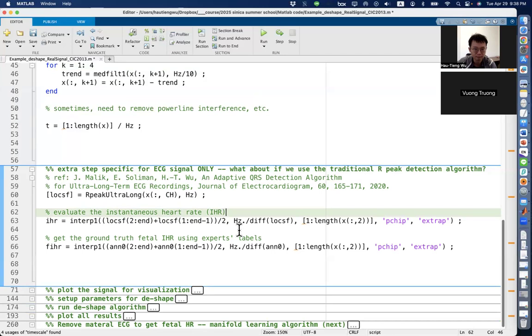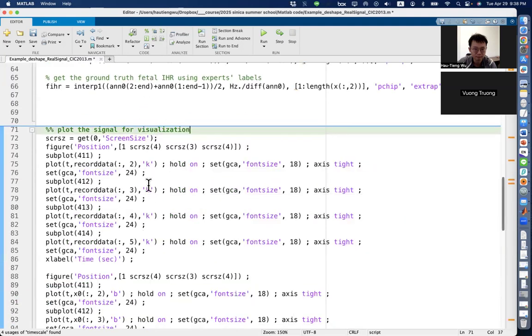It simply means how fast your heartbeat is per cycle per second, or even every quarter second, and so on. We can also get the ground truth fetal instantaneous heart rate using the experts' labels. You can go to the previous lectures about how to define instantaneous heart rate. Then we plot signals for visualization.